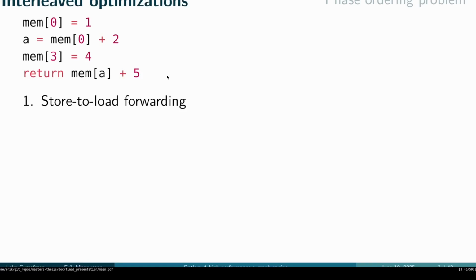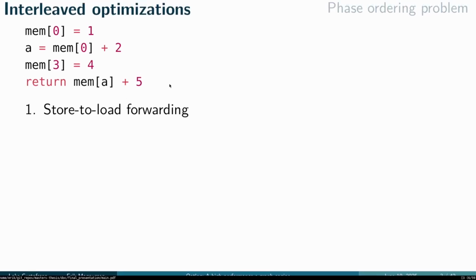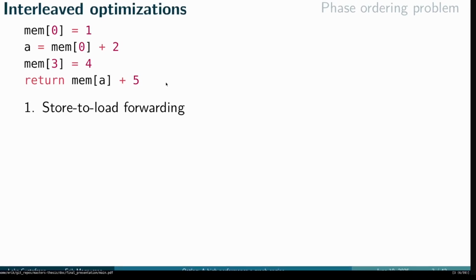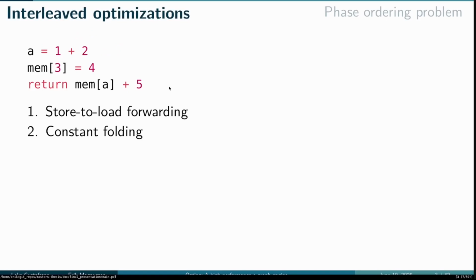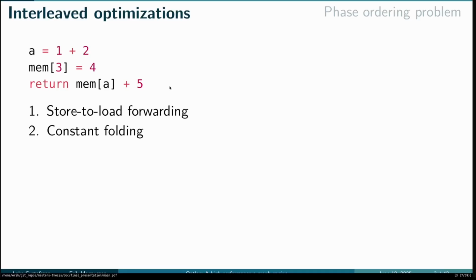Let's optimize this code. We can do store to load forwarding, where if we write somewhere and then immediately afterward, or really any time before having overwritten that location, read it back, then we can avoid the round trip and just use the value directly. So we can replace the mem0 in the second line with just a 1. But now we can see that 1 plus 2, I don't need a computer to compute that at runtime. I can already do it when compiling the code.